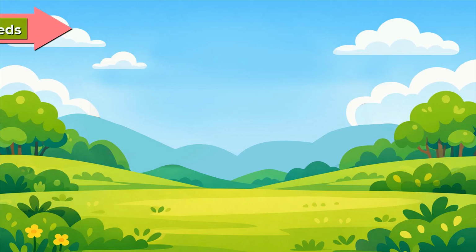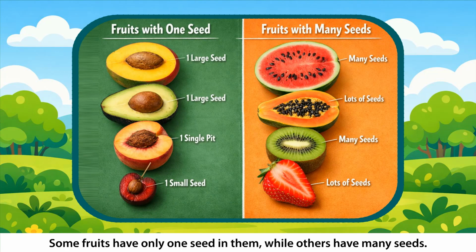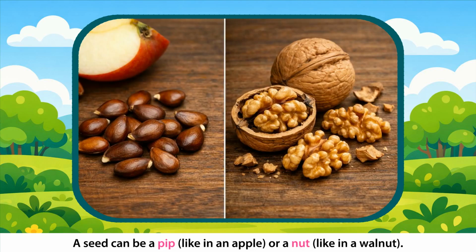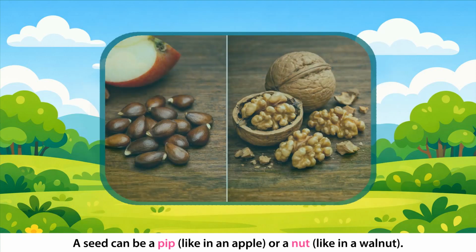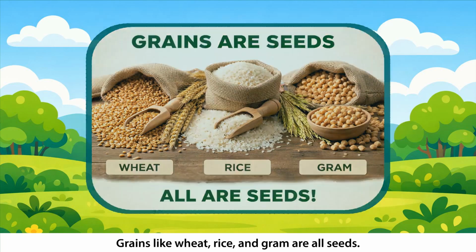Reproduction from seeds. Seeds. A seed is the part of a plant that can grow into a new plant. Seeds are also an important source of food for us. Some fruits have only one seed in them, while others have many seeds. If you cut an apple or an orange, you will find seeds inside it. A seed can be a pip, like in an apple, or a nut, like in a walnut. Grains like wheat, rice, and gram are all seeds.